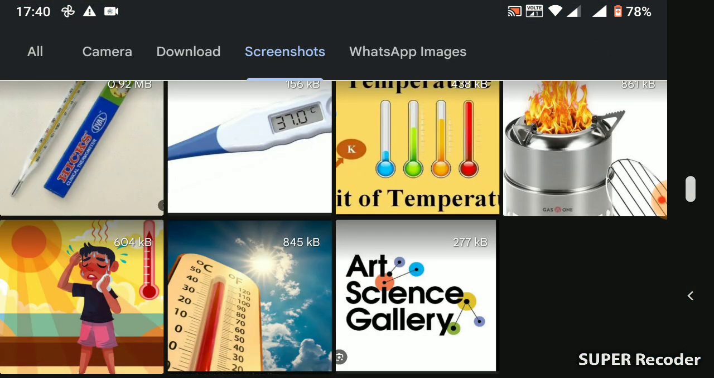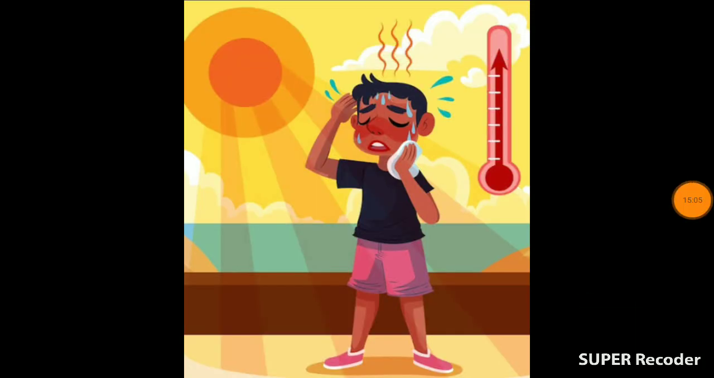So this is about heat. Today we studied heat. Next day we will study Forest: Our Lifeline, which is biology. Next day we will study that.